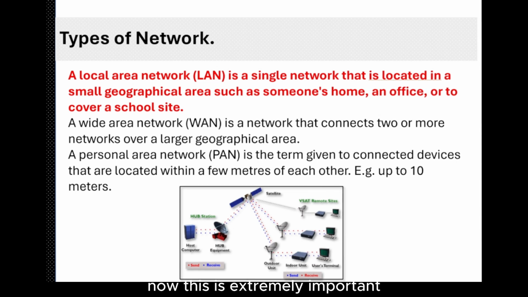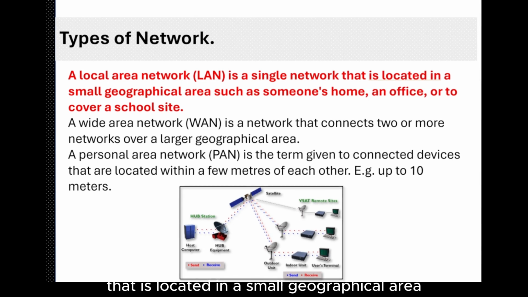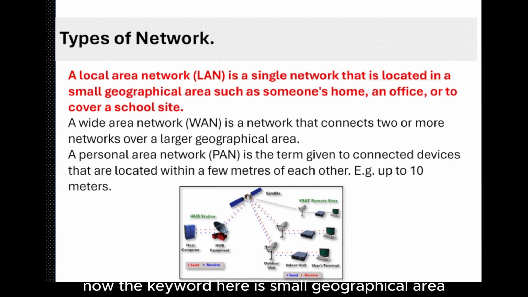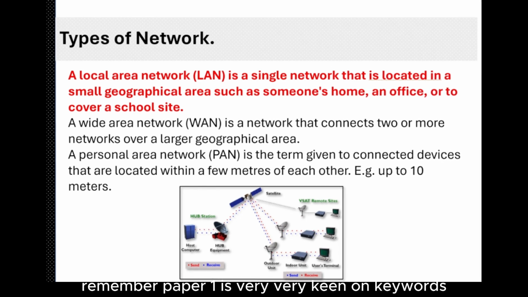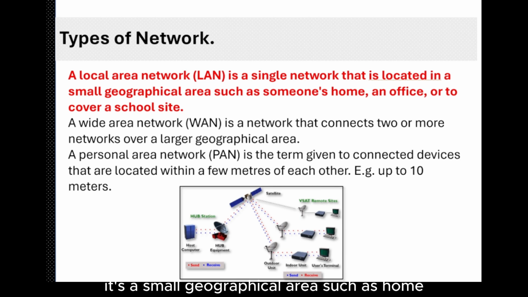Types of network. Now, this is extremely important and we need to understand this. A local area network is a single network that is located in a small geographical area. The keyword here is small geographical area. Remember, paper one is very keen on keywords. The examiner is looking for keywords. So it is important that you remember it's a small geographical area, such as a home, an office, or a school.